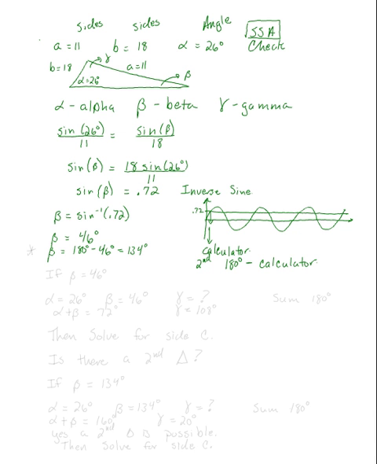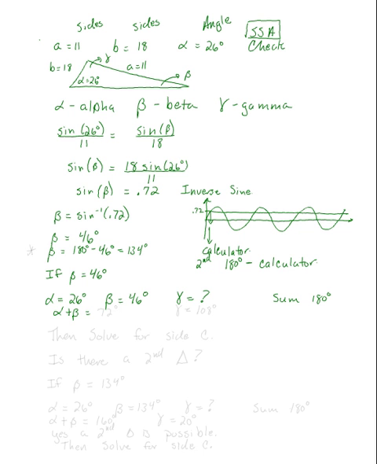So we're going to check for these two cases of beta whether two triangles are possible. One possibility is beta equals 46 degrees. If that's the case, then alpha is still 26 degrees and beta, as we said, is 46 degrees. Then to find gamma, I'm going to add these two together, because we know the sum has to add up to 180.